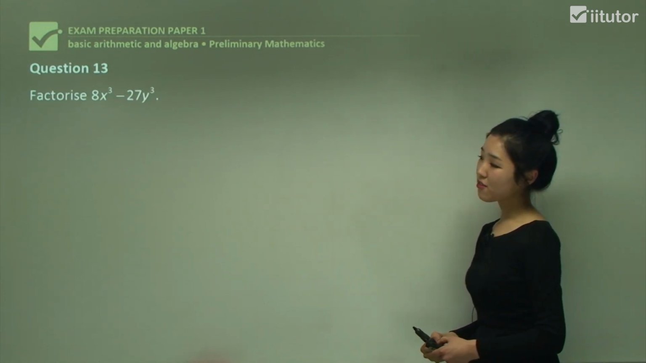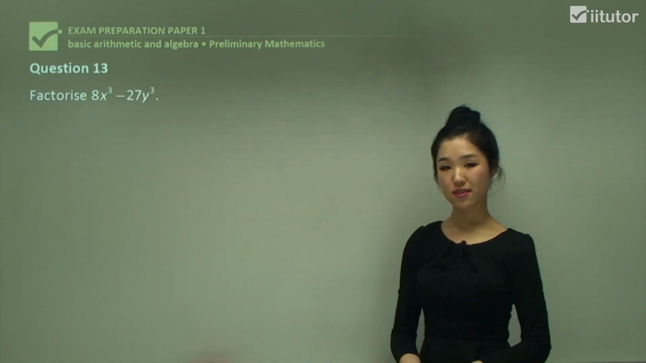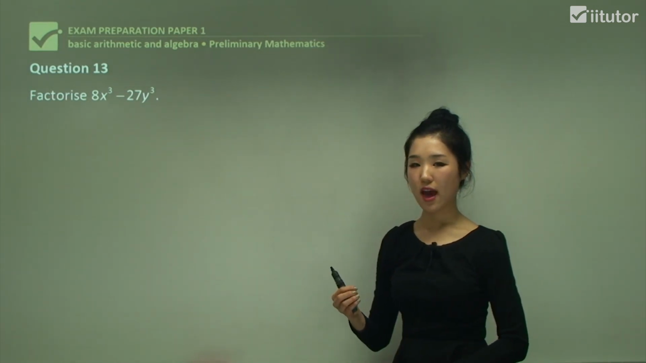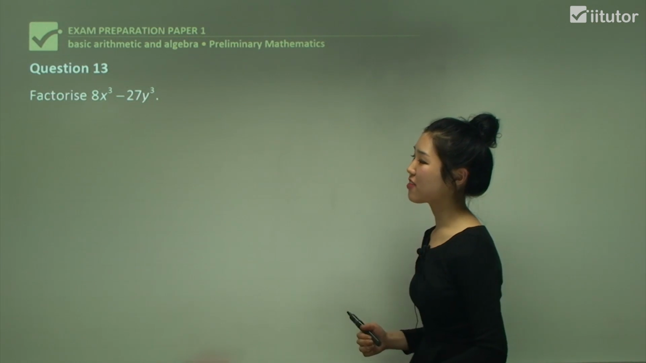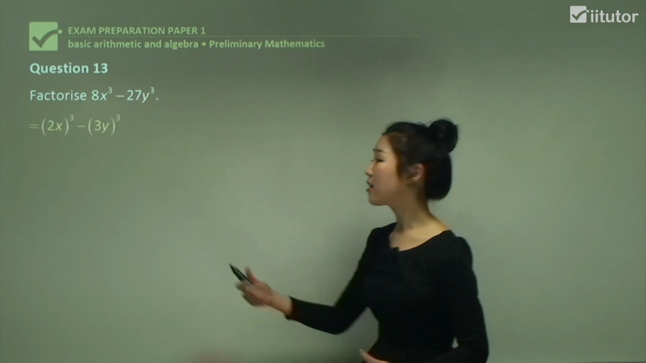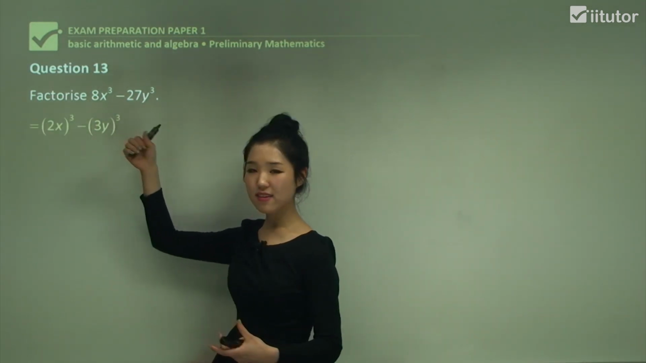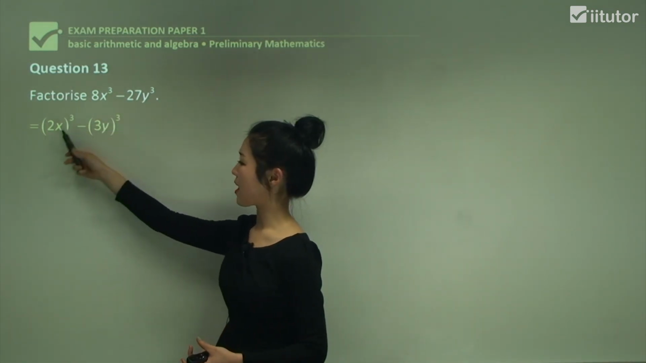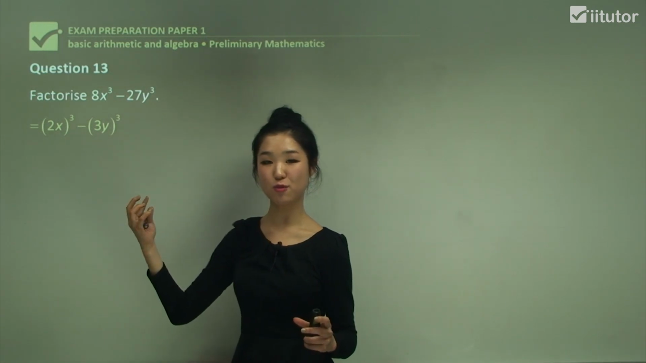Question 13, factorize 3x cubed minus 27y cubed. Okay, this has got some cubic numbers, and you should be able to change that into something like this. Because 8x cubed, and 8 is 2 cubed. X cubed is x cubed, so I can group that as 2x, the whole thing cubed, right?